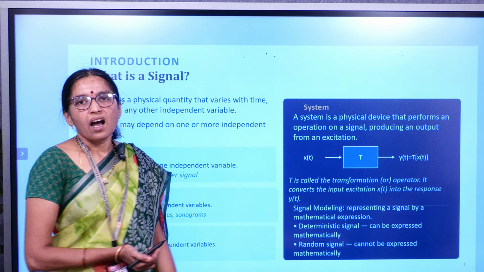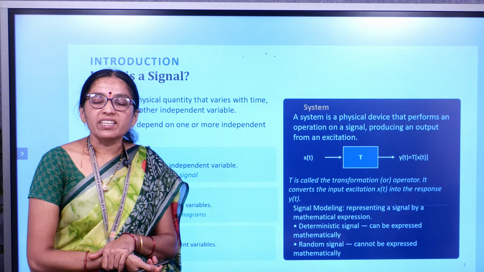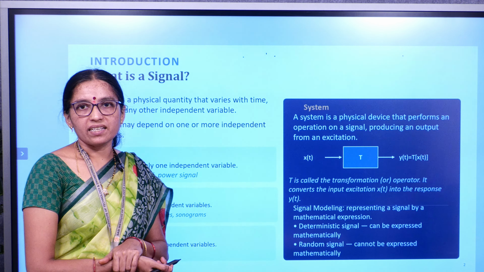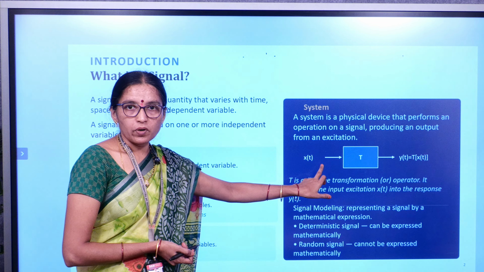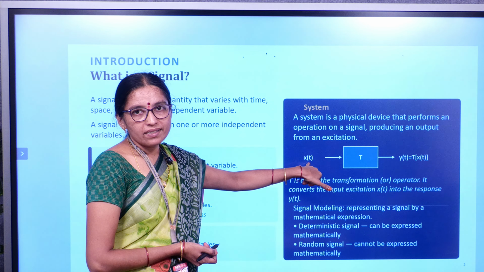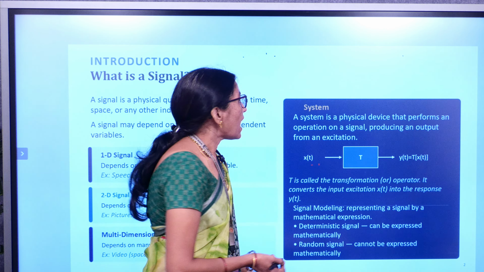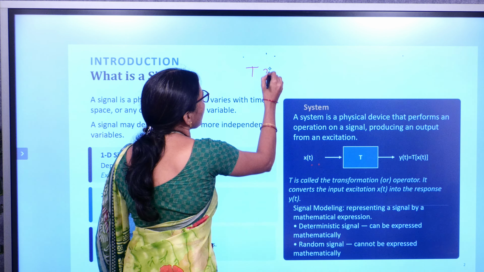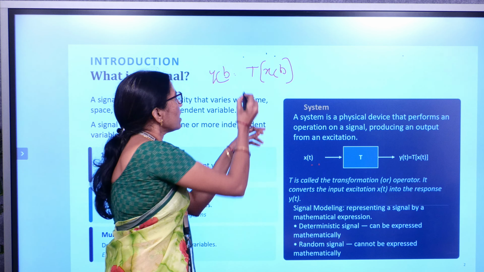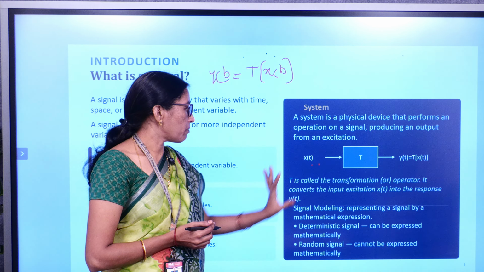And let us see about the system. What is meant by system? A system is a physical device that performs an operation on a signal. Here, the system requires an input. By using some operation, it produces an output. For example, x of t is our input or excitation, and y of t is nothing but the transformation on x of t. This transformation means some operation. By using some operation, the system produces an output.